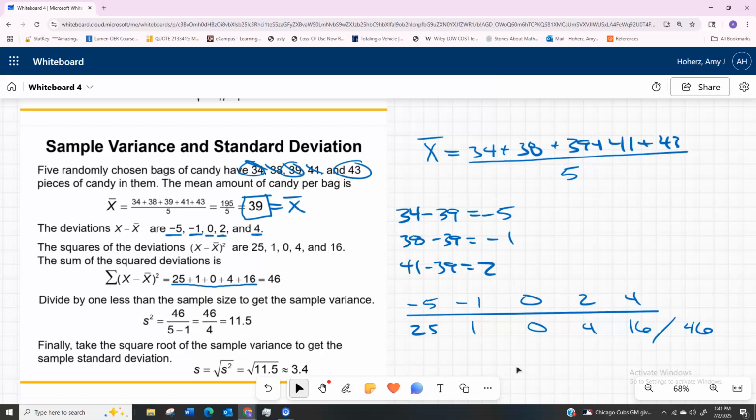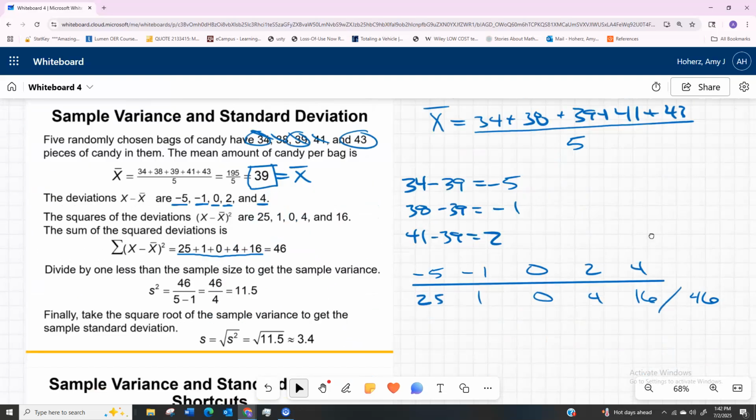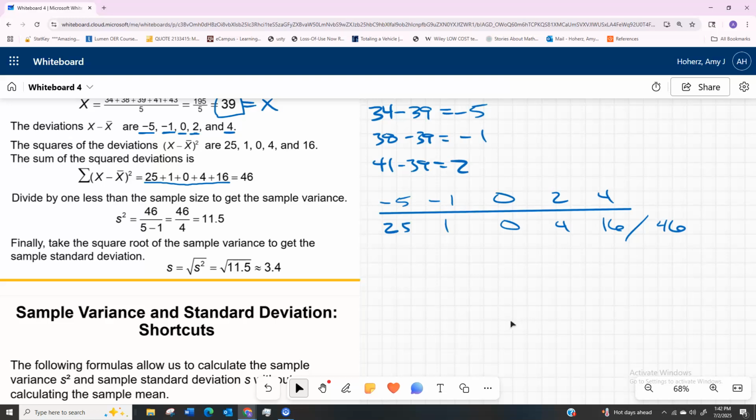So they don't show the whole formula here. Just have the numbers. So we're going to plug them into this formula. We're going to take the sum of the difference of the mean and the values squared. So we need to sum these up. And that's this top number. So S squared equals the sum of the x minus the x bars squared. And then we're going to divide by n minus 1.